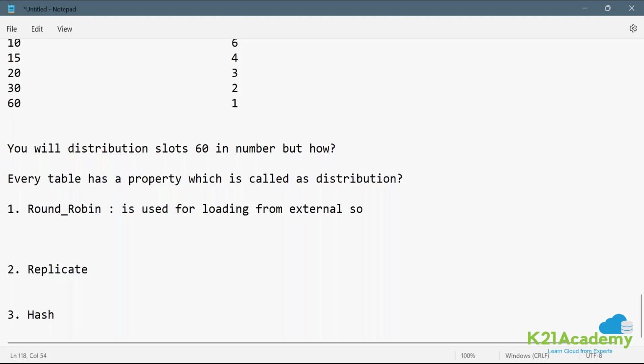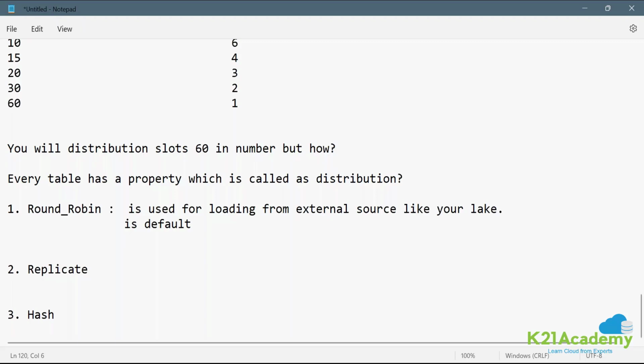Yes, like your lake, external source like lake. So if you want to load the data from your lake to the warehouse, you will load it in the round robin table. RR is default. If you don't tell what is the distribution property of a table at the time of the creation of the table, DDL statement of the table, it is default. The table will default to RR.